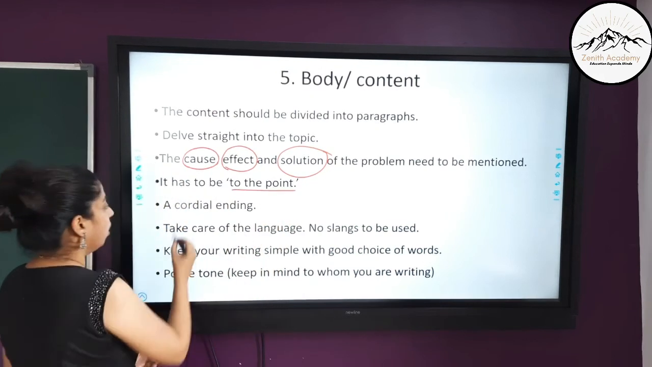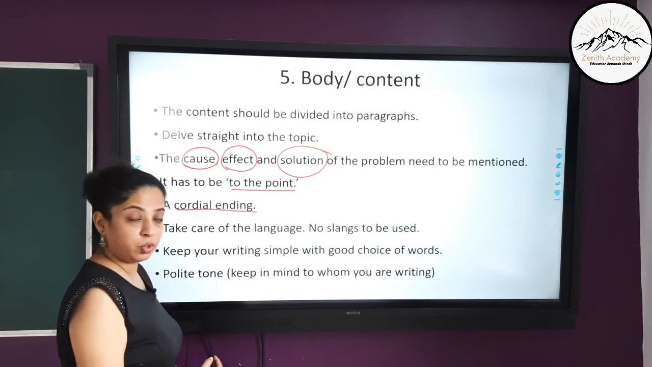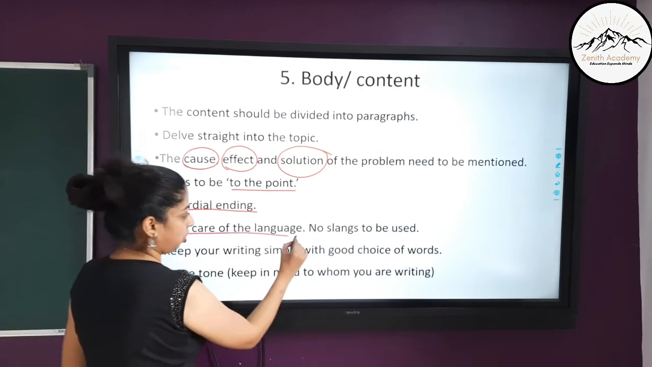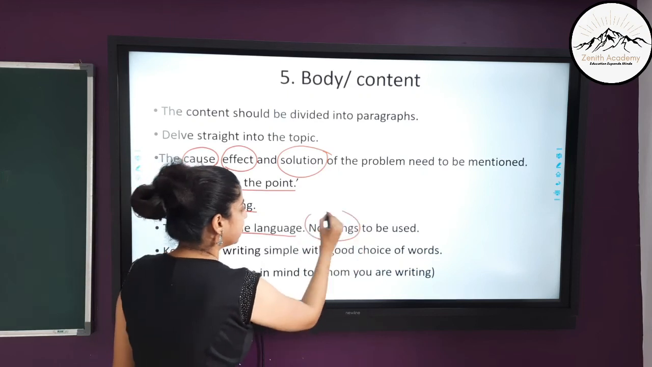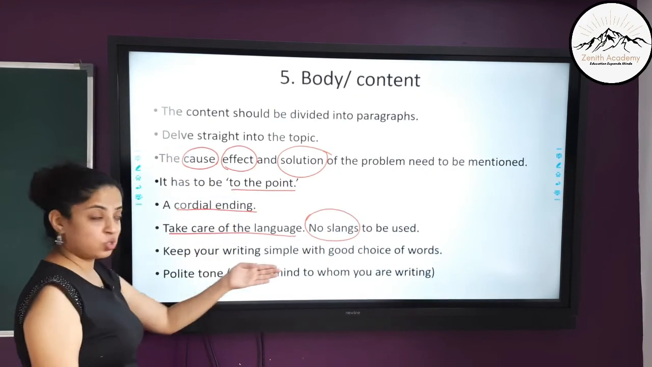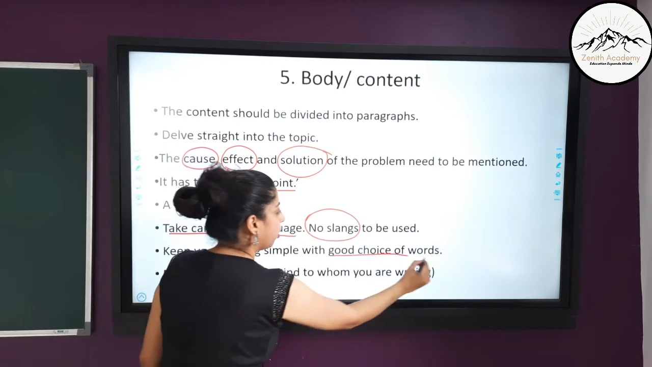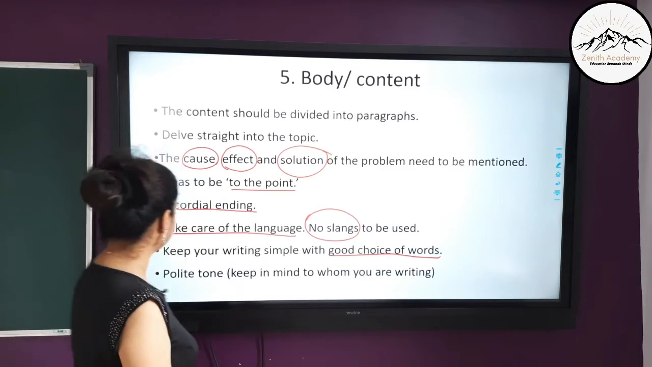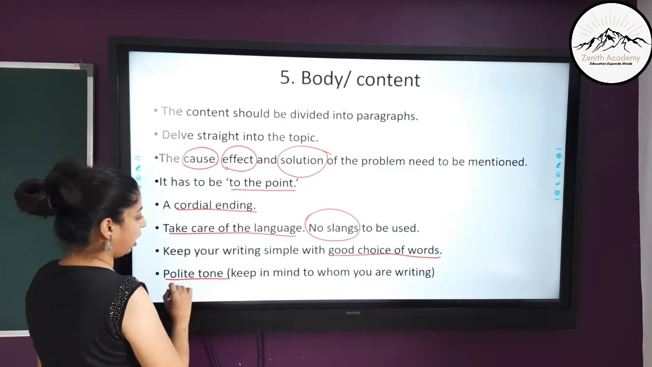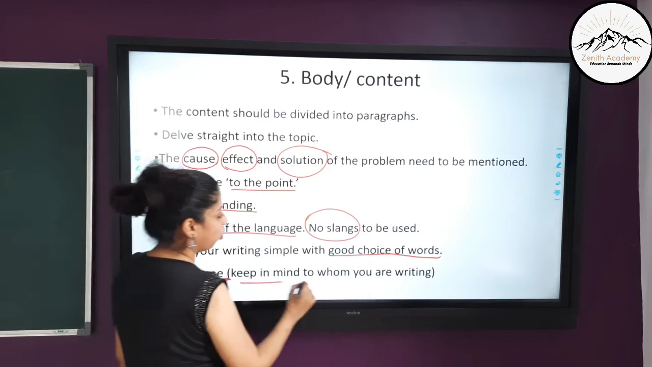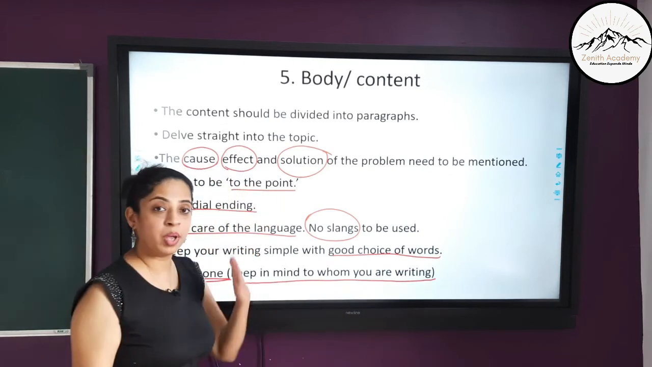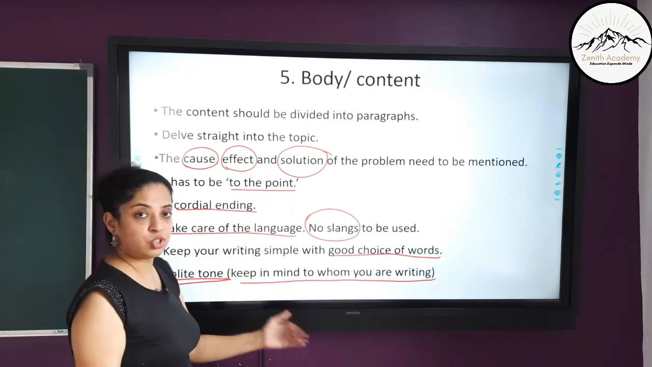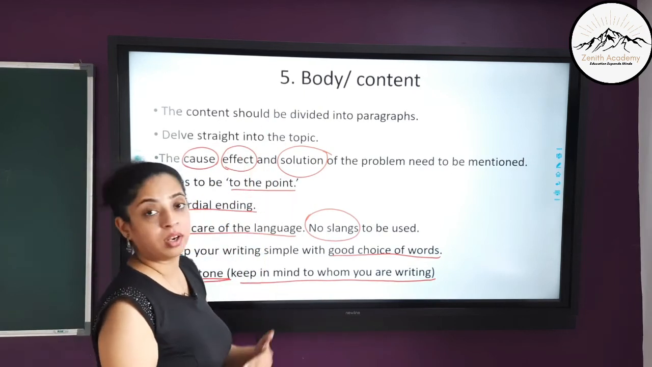I told you the ending has to be a cordial one. You are not there to fight with that person, and take care of the language. You should not write any slang. Your writing has to be simple with a good choice of words. So practice a lot of letters before you actually attempt it in the exam. Your tone has to be polite. Keep in mind to whom you are writing. He is a big person. Your tone has to be very, very polite. So these things you should keep in mind while writing the body or content of the letter.